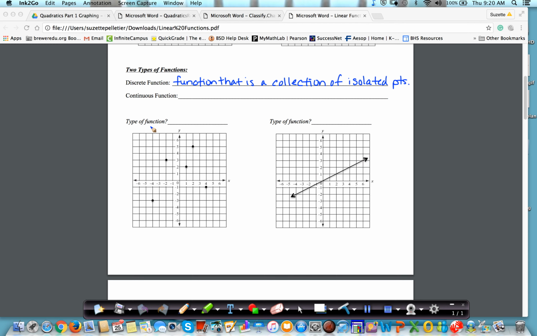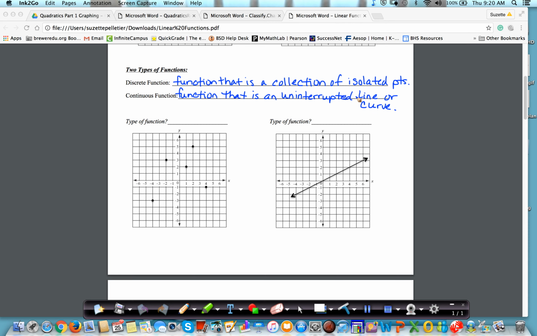A continuous function is a function that is an uninterrupted line or curve.